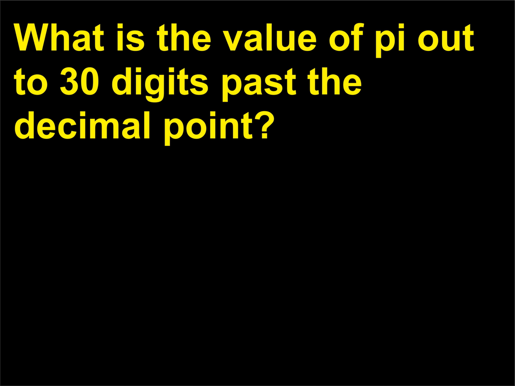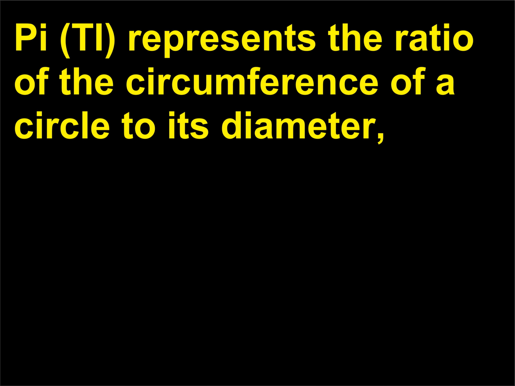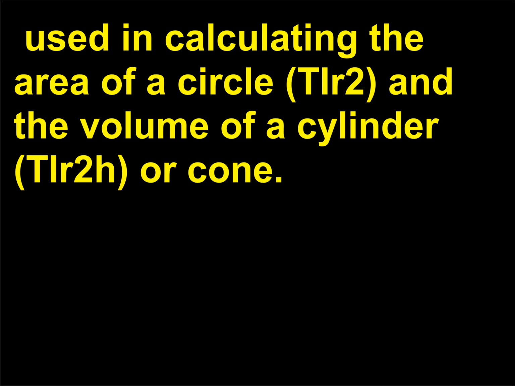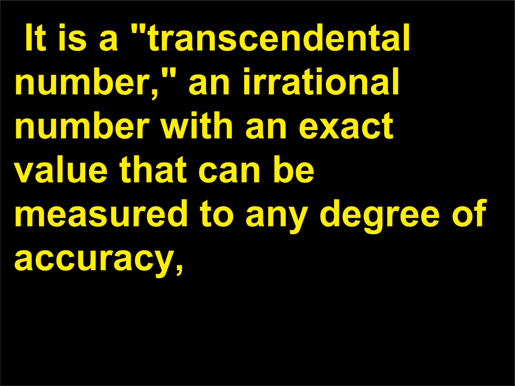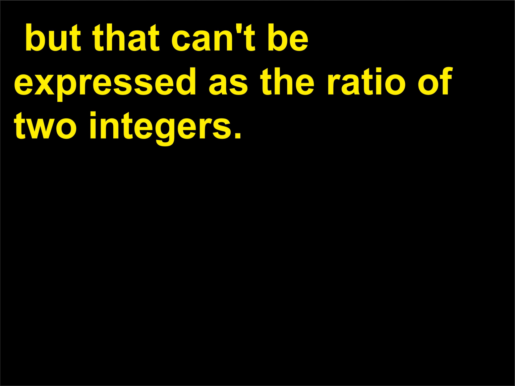What is the value of pi out to 30 digits past the decimal point? Pi, π, represents the ratio of the circumference of a circle to its diameter. It is used in calculating the area of a circle, πr², and the volume of a cylinder, πr²h, or cone. It is a transcendental number, an irrational number with an exact value that can be measured to any degree of accuracy, but that can't be expressed as the ratio of two integers.